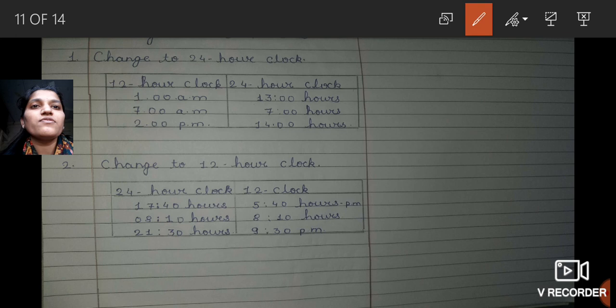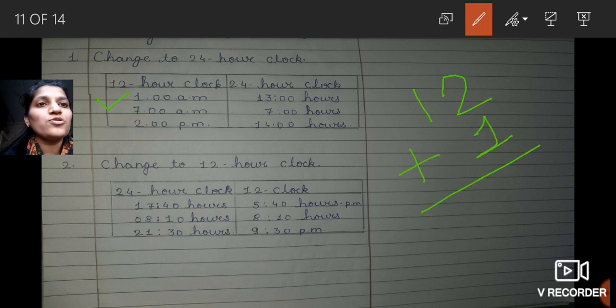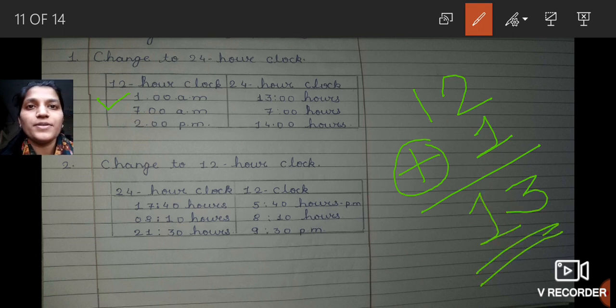So students, what is our first question? 1 a.m. Now 1 a.m. So we are going to add 12 plus 1. So as I told you, when we convert 12 to 24-hour clock system, at that time we add. Okay, so 2 plus 1, 3, and 1 will be as it is. So answer is 13. So we are going to write 13 hours.